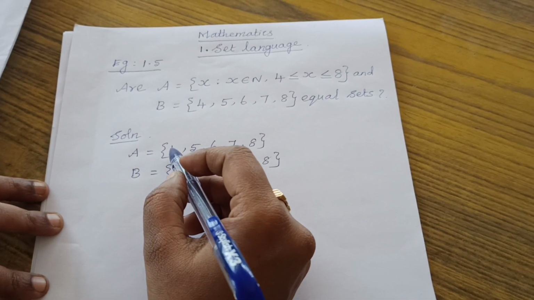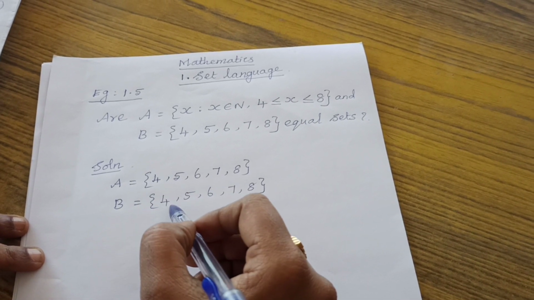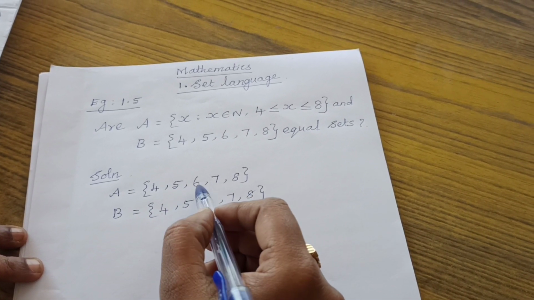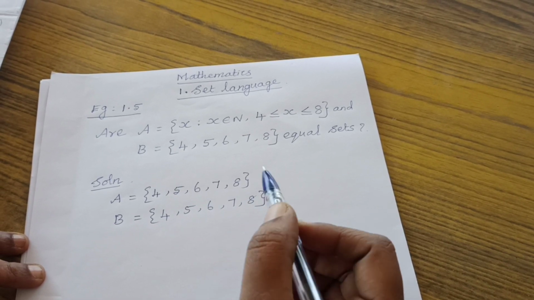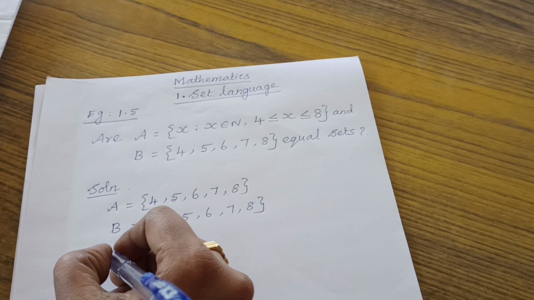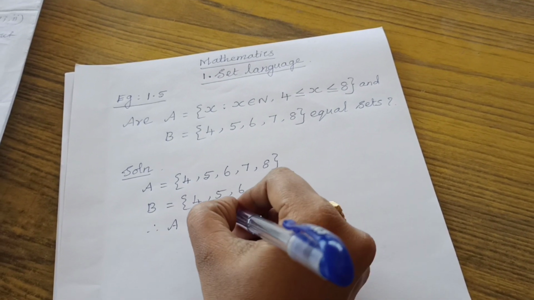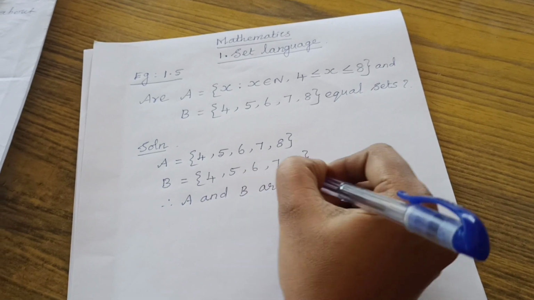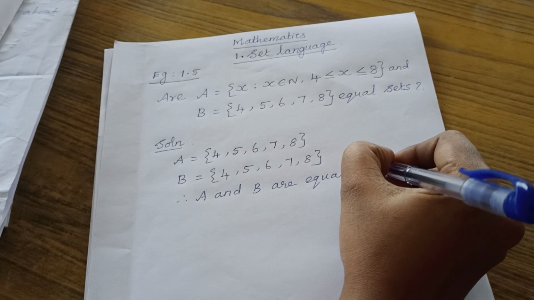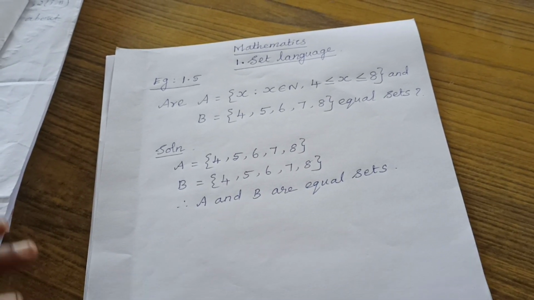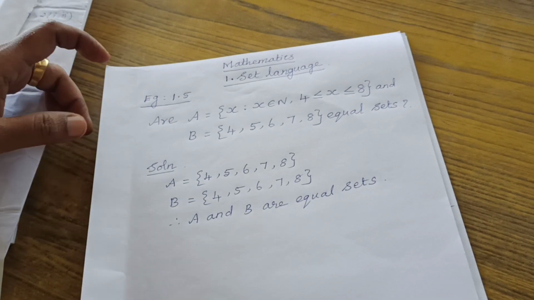These two are exactly the same elements, isn't it? Set A and B. Here 4 is given, here also 4 is there, 5, 6 also there, 7 and 8, isn't it? Therefore, we can write what? Therefore, A and B are equal sets. Have you understood? Then next question.